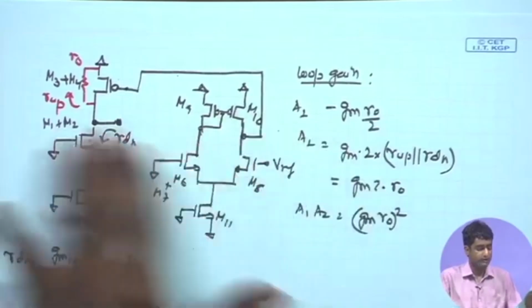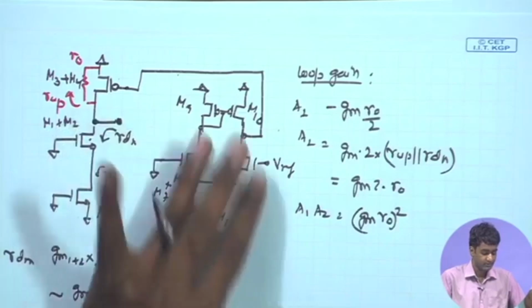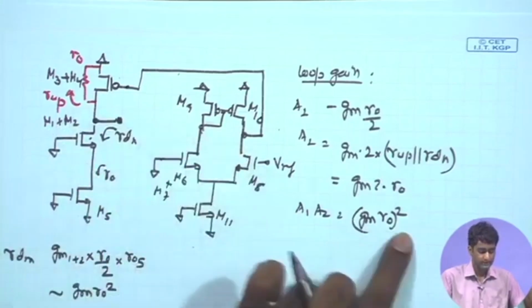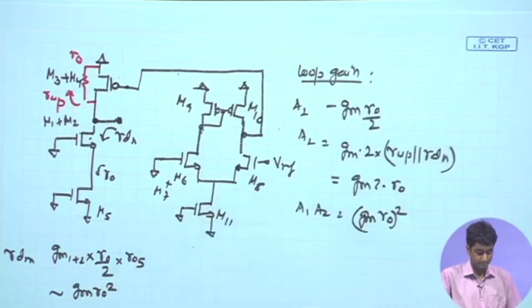So, ultimately we have two amplifier stages, both of them with active load. So, we expect that the final expression should have a GM RO square term coming up.